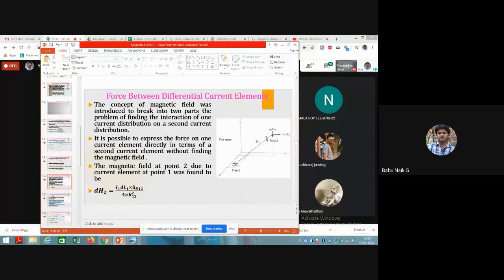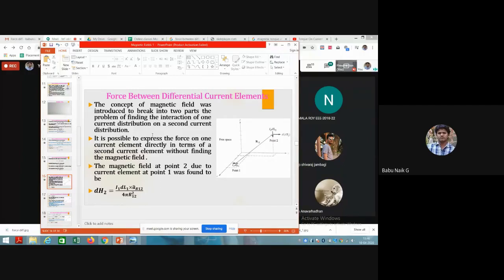Okay, so the force on point 1 and point 2 has to be calculated completely, due to the magnetic field created at point 1 and point 2. Now the main thing in the concept of magnetic field is that it breaks into two parts: the problem of finding the interaction of one current distribution on a second current distribution.